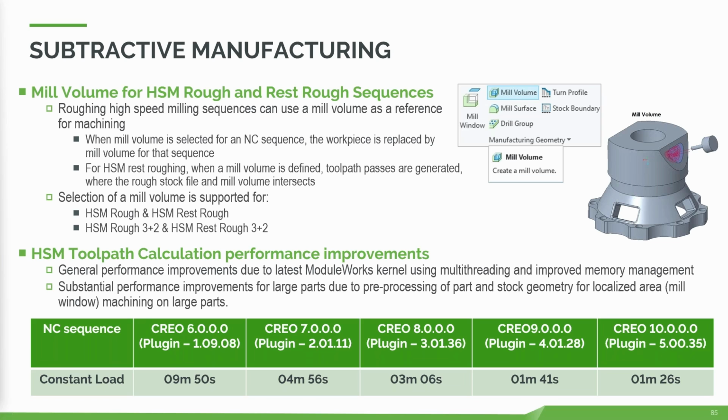Okay. And I guess at the back end as well, there's been a bunch of general toolpath calculation improvements. Okay, so back in Creo 6 was introduced, not 5. Back in Creo 6 when this was introduced, a constant load toolpath took 9 minutes and 50 seconds. Now inside Creo 10, that same toolpath will take under a minute and a half to calculate. So massive improvements in calculation performance.